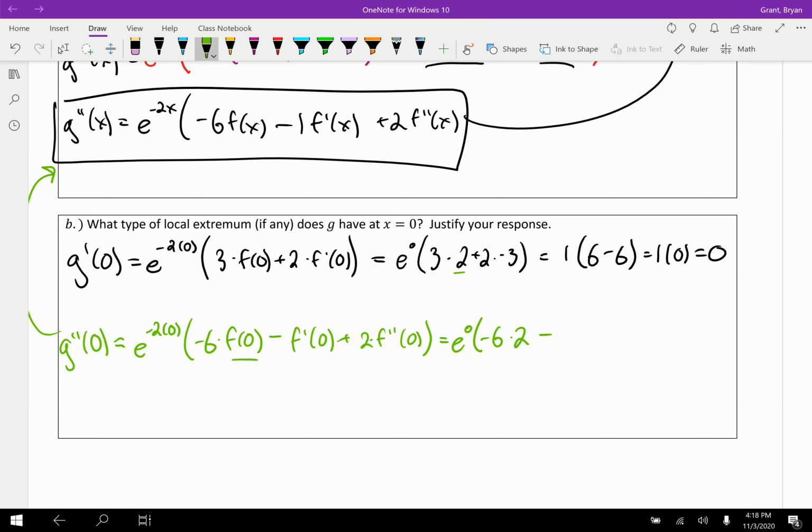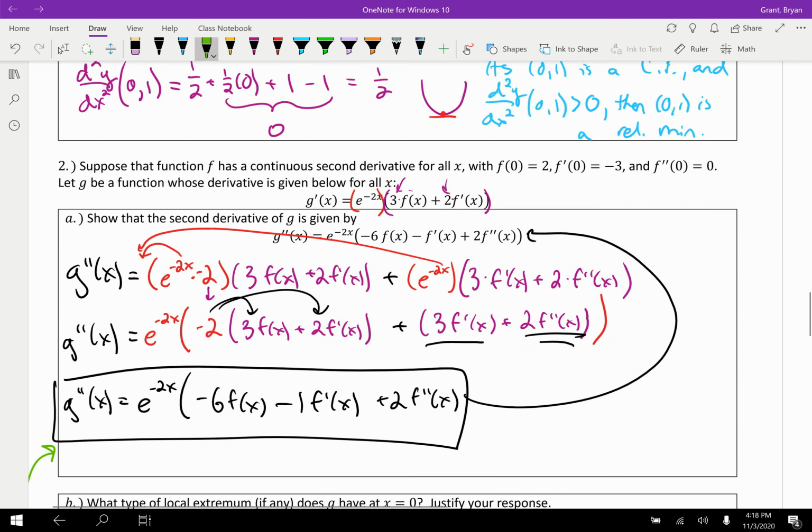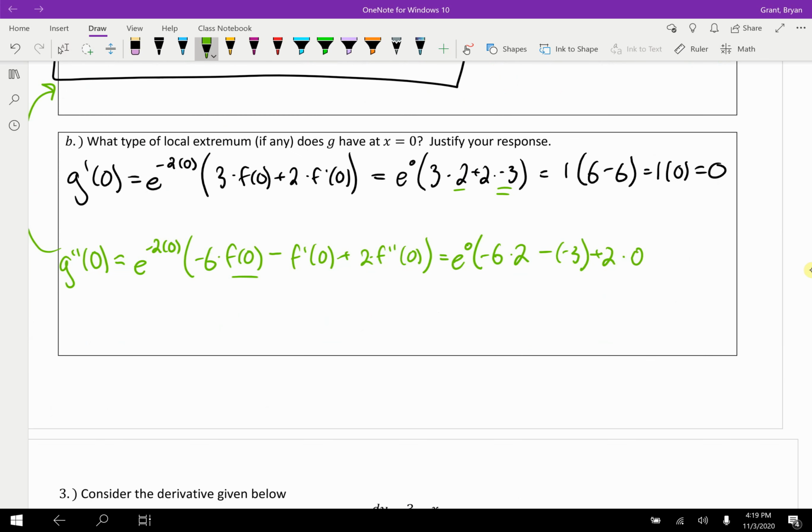f prime of 0 looked like negative 3. And then f double prime of 0, where is that one? Oh, f double prime of 0 is 0. That makes the math really easy. Very exciting. So we end up with 1, and then this is negative 12 plus 3 plus 0. Negative 12 plus 3, I think, is negative 9, so we get a negative value.